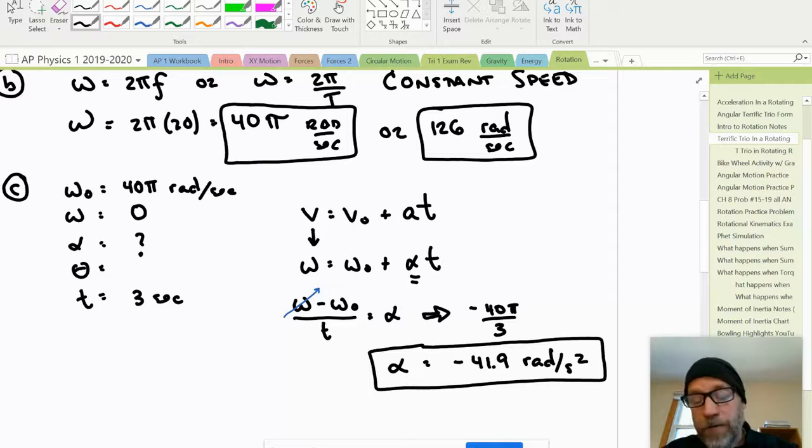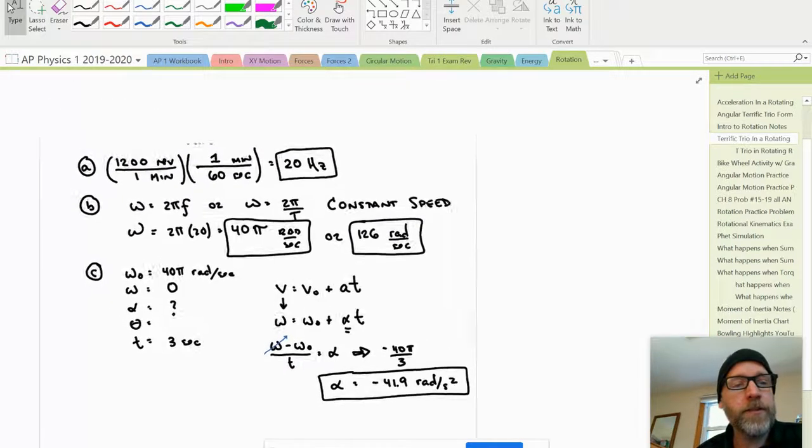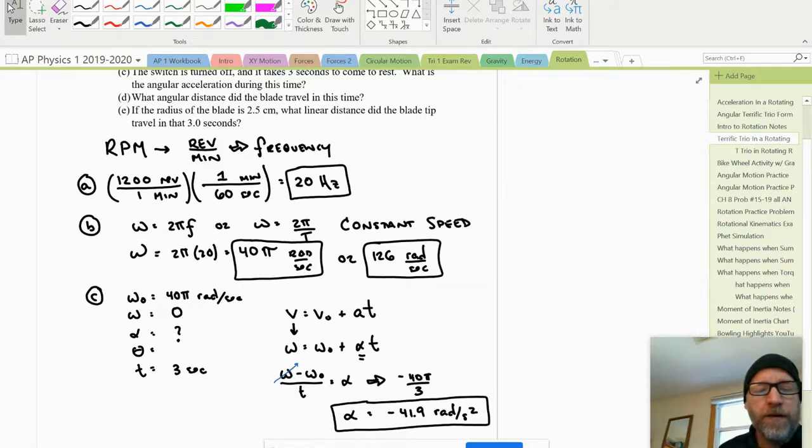Now, I also could have left that as negative 40 thirds times pi, but I put it in a decimal. Check. All right, so that's C. Oh, there's 2 more parts. What is the angular distance the blade traveled in this time?